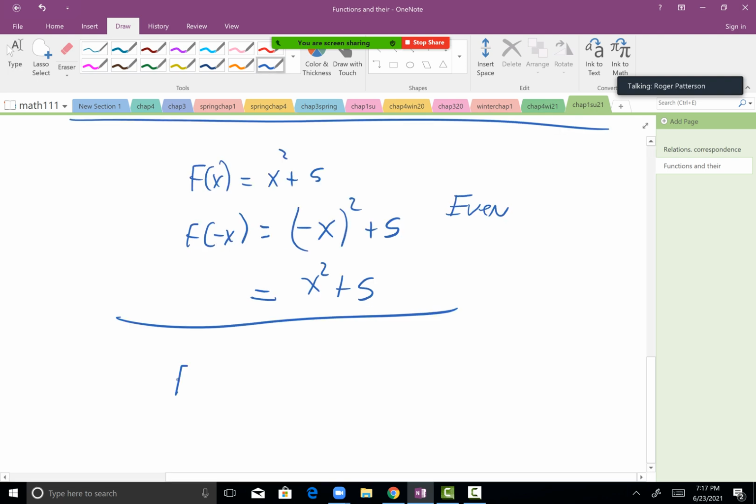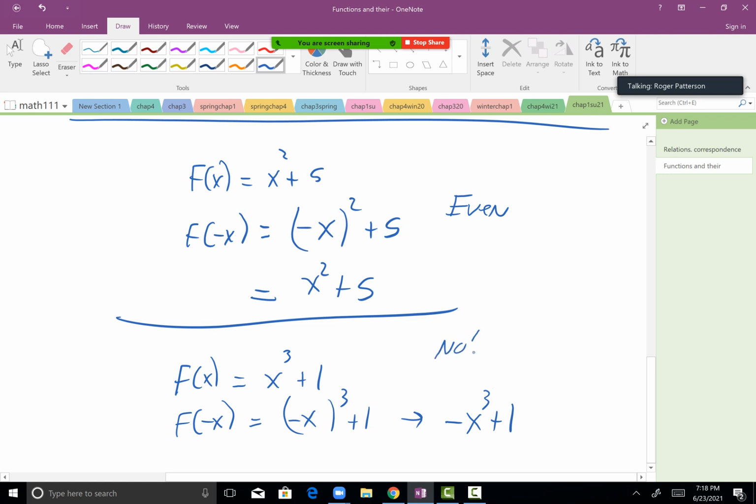So let's try another one here. We'll say x cubed plus 1. Now let's check to see if it's even. Well, that means I'd have to get the same thing if I put a negative x in there. But unfortunately, if I take a negative x to the third power, that's a negative times a negative, which is positive, times another negative, which is actually negative. So I get this, and they are not the same, so this is not even.